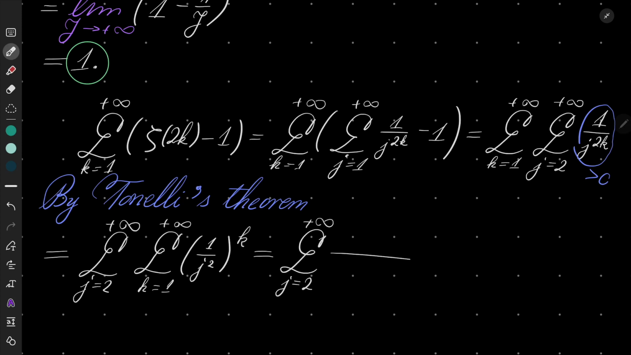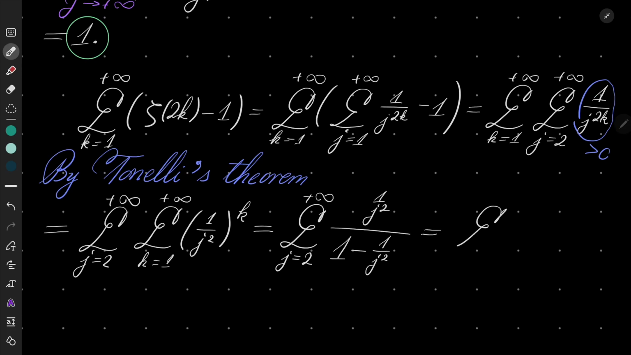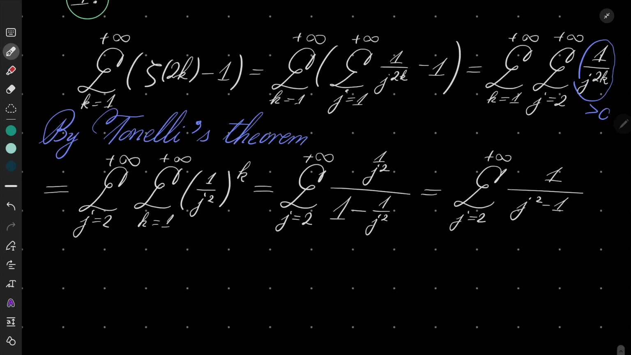First term, if I put k equals 1, I have 1 over j squared, over 1 minus 1 over j squared. Is it right? Yes, it is. Simplifying, we will get 1 over j squared minus 1, but j squared minus 1 decomposes nicely into 1 over j minus 1, j plus 1.